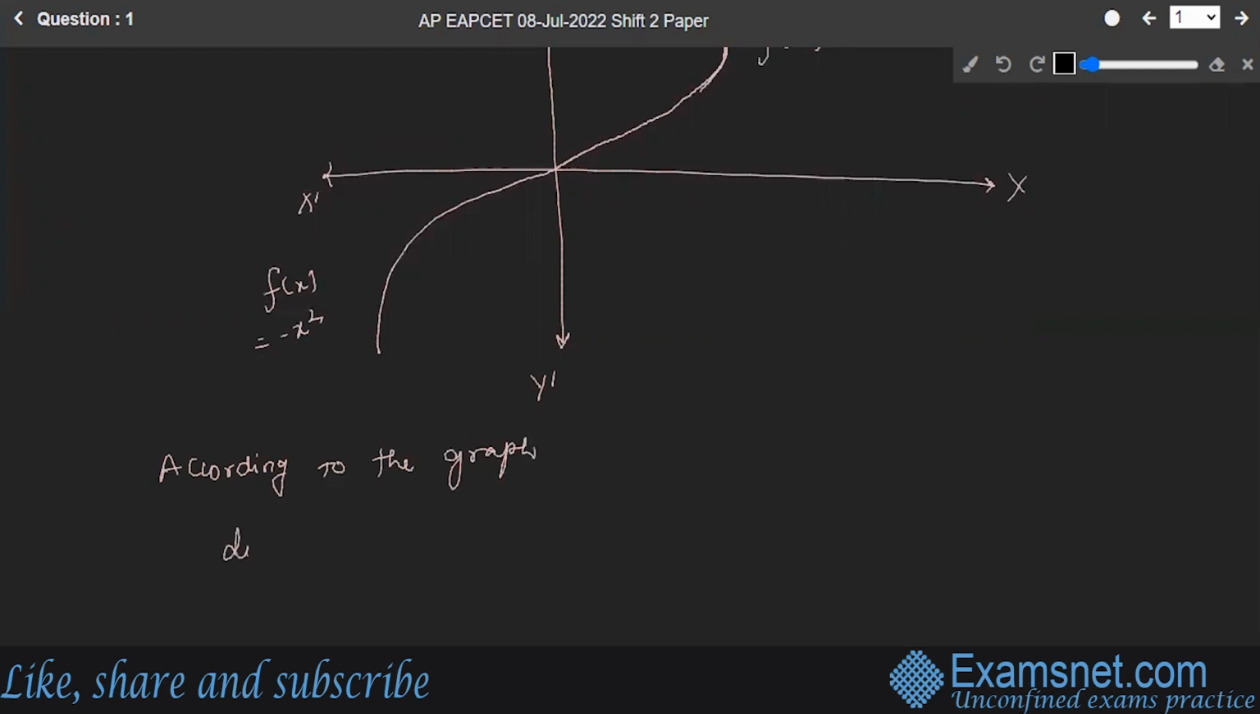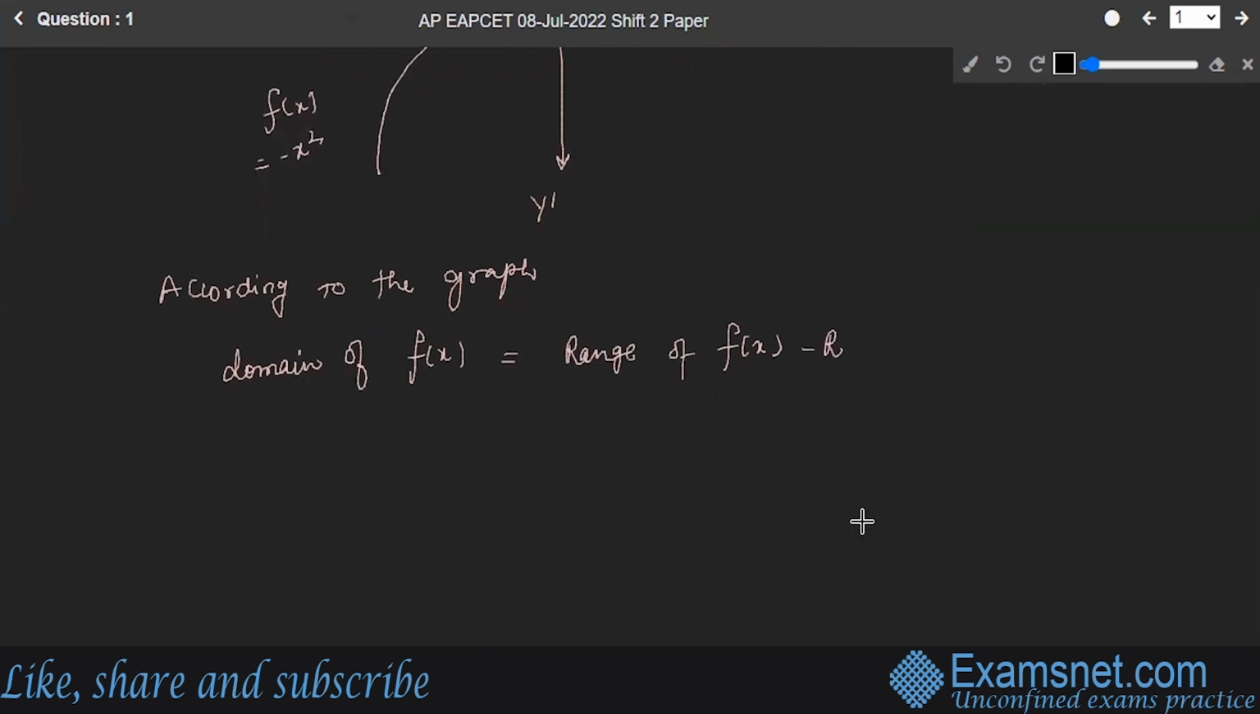So according to the graph, the domain of the function is equal to the range of the function, and that is equal to the real numbers, right? Therefore, range is equal to codomain, and that is equal to your R. This implies that your f(x) is an onto function.